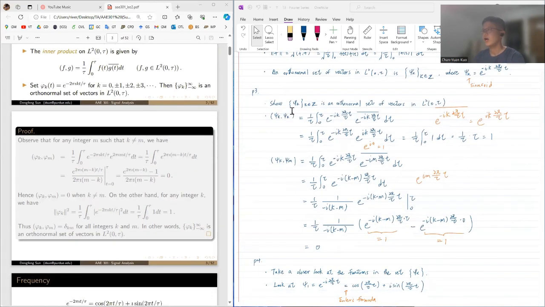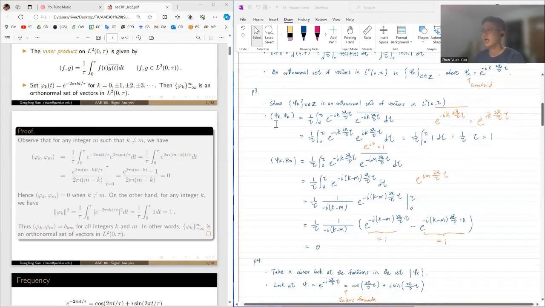Now let's see why this set of functions is an orthonormal set of vectors in the Lebesgue space. To show that, we will have to look at two inner products. The first will be the inner product of the function psi k and itself. The second will be the inner product of the function psi k and the function psi m, where m is an integer that is different from the integer k.